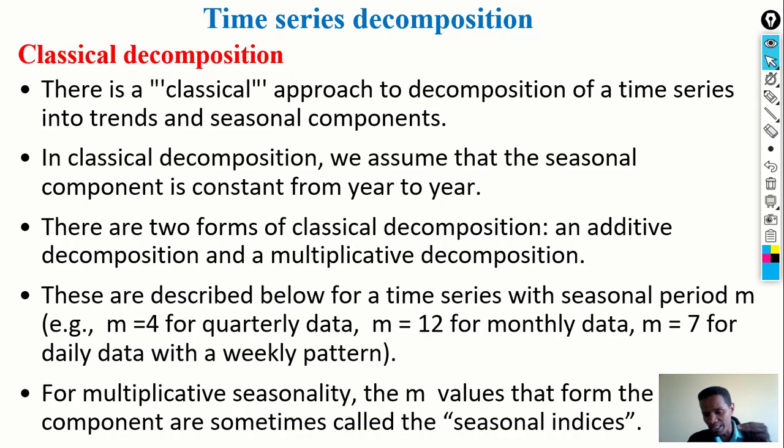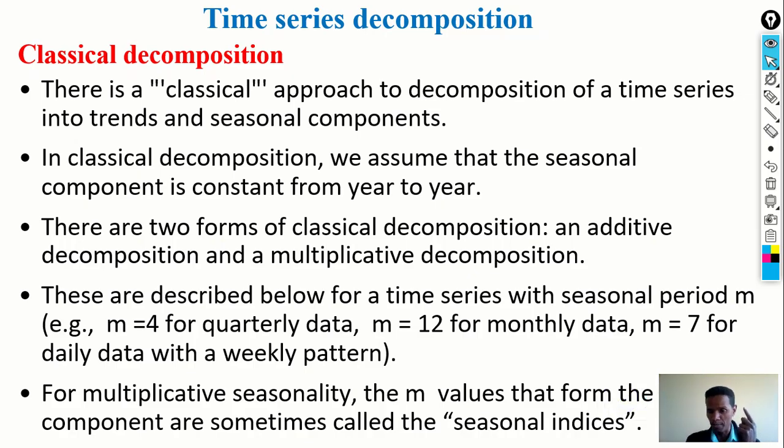So the classical decomposition method assumes that the seasonal component of the decomposed time series data is constant from year to year. The seasonal component for any data is constant from year to year, according to the classical decomposition. There are two forms of classical decomposition: additive decomposition and multiplicative decomposition. These are described below for a time series with a seasonal period m.